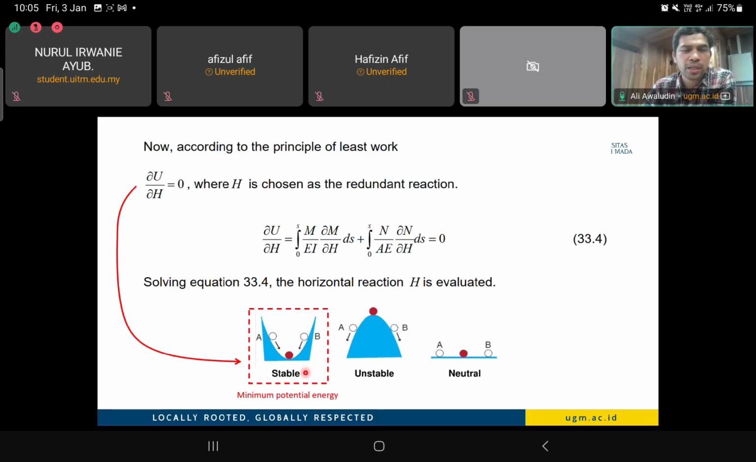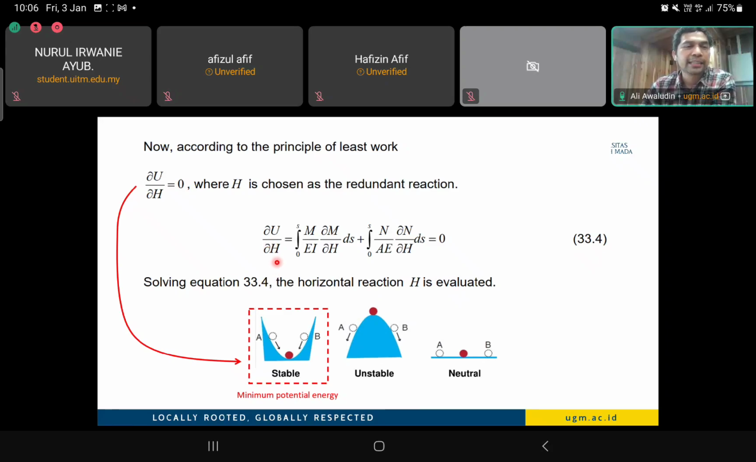So for minimum or maximum, usually we come to the differentiation formulation. When you have the maximum or minimum value, the derivative of the potential energy has to be 0. We apply this because the energy is also part of the bending moment and the normal forces. So I use the partial derivative of the total energy with respect to H, because we choose the horizontal force as the redundant, and it has to be equal to 0. Using this, finally we can solve and get the H force.